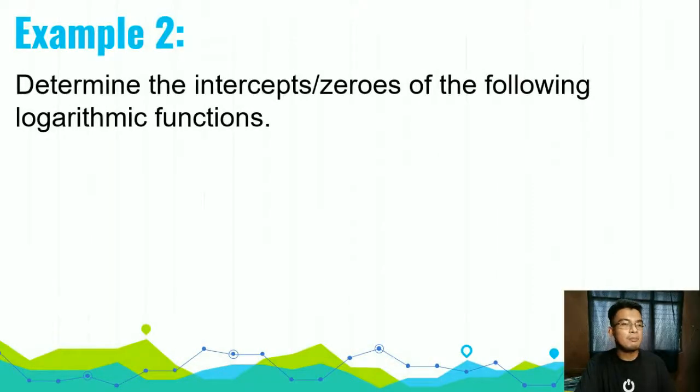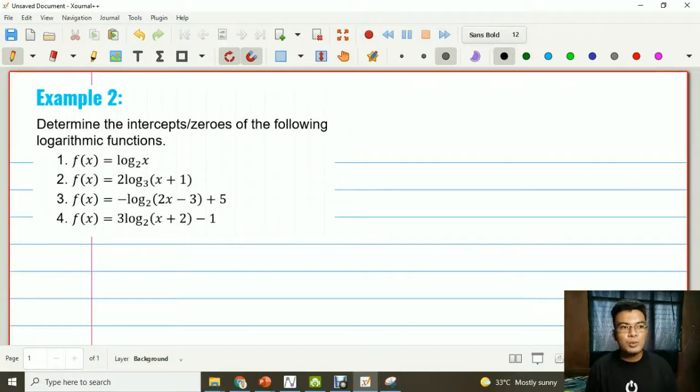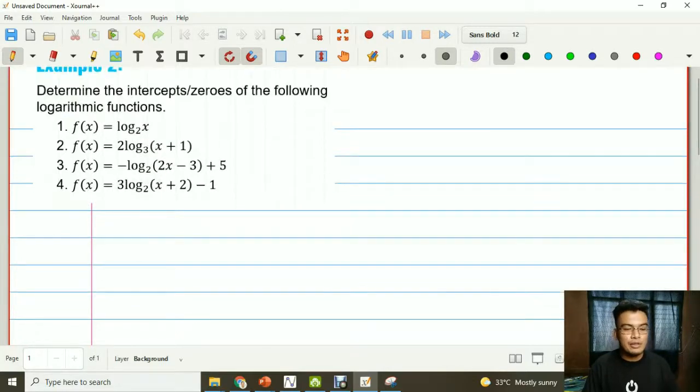Example number 2. Determine the intercepts and zeros of the following logarithmic functions. For the solution, watch this video. So for example 2, we determine the intercepts and the zeros of the following logarithmic functions. The first one, we have f of x is equal to log base 2 of x.